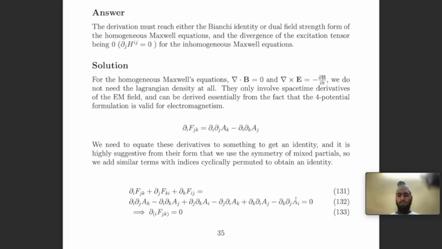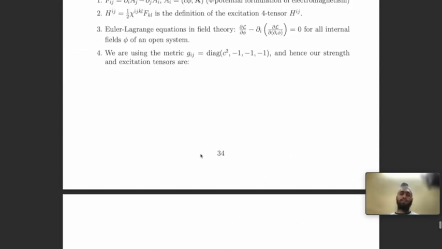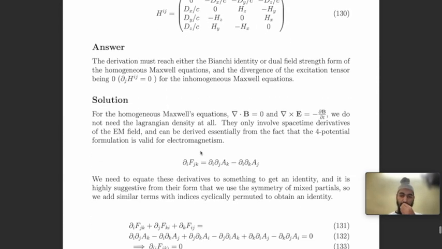So now there are two parts to the question. Number one is deriving the homogeneous Maxwell equations, right? For which we do not require the Lagrangian density at all. The fact that we can write the field strength tensor in terms of the four potentials is sufficient for this. So note that we need to take the derivative of the field strength tensor because the Maxwell equations have derivatives of the fields and the field strength tensor is written in terms of the fields. Yes. So you take the derivative and you get this term.